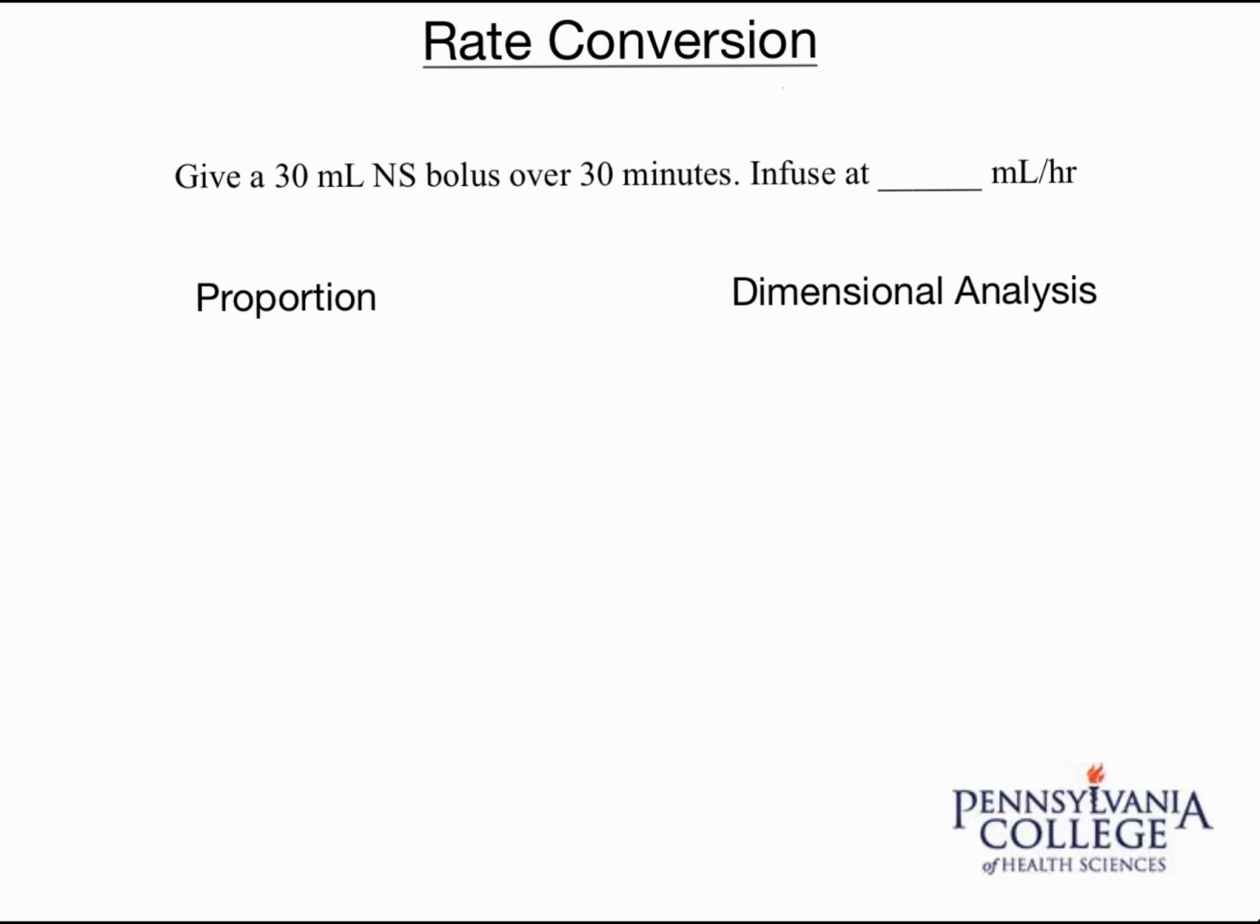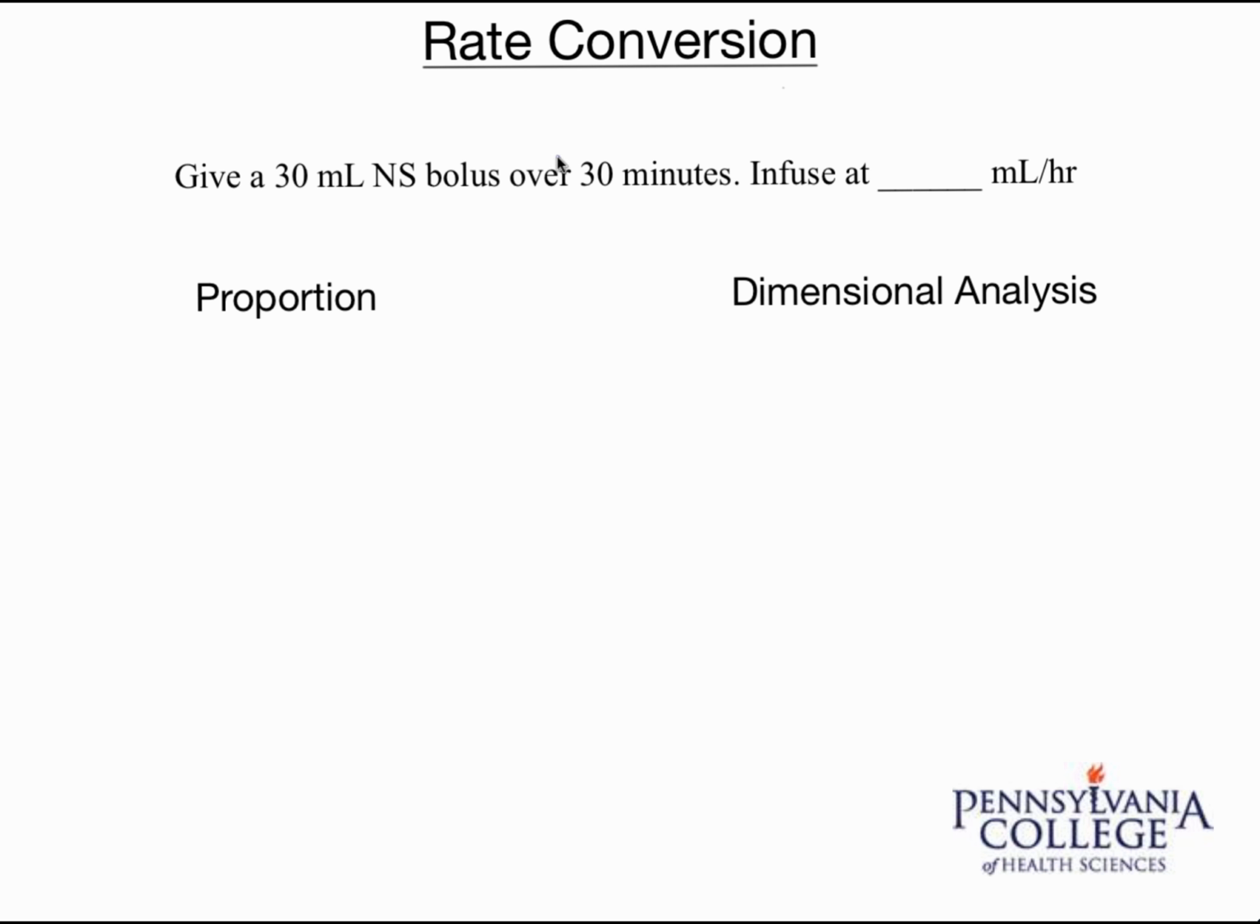In this problem, I will be converting a rate using a proportion and using dimensional analysis. I am told that I need to give 30 mLs of a bolus over 30 minutes. How much should I infuse in terms of milliliters per hour?